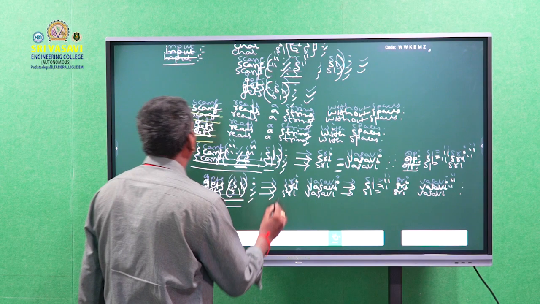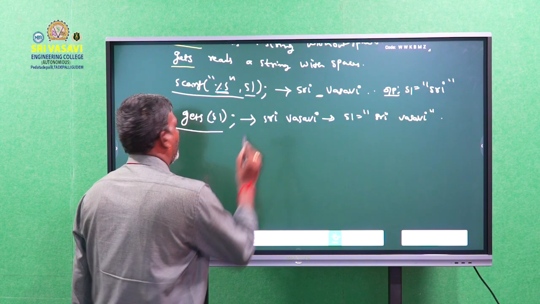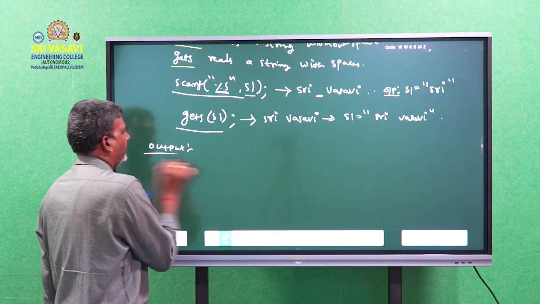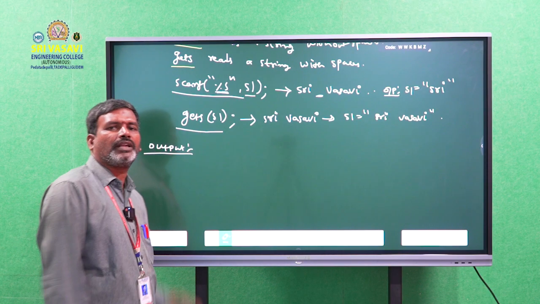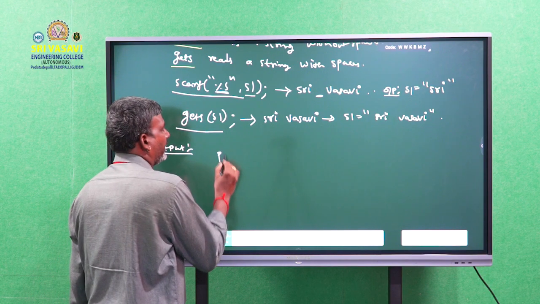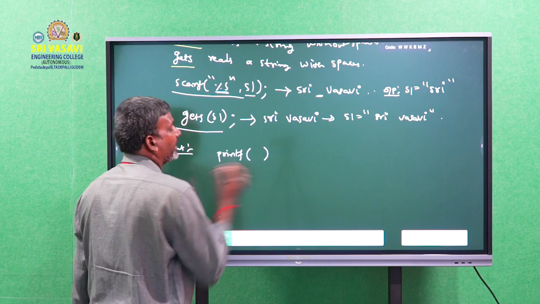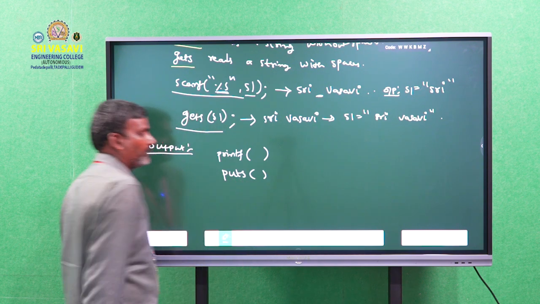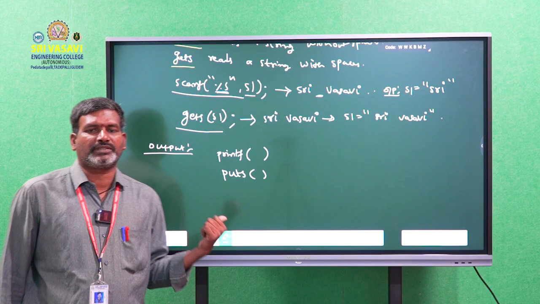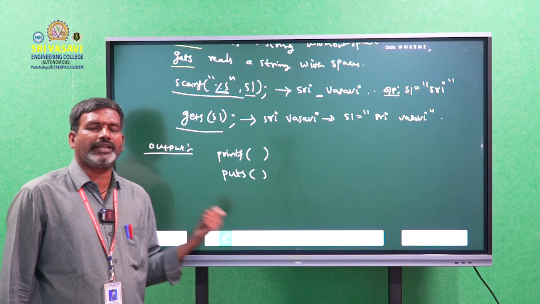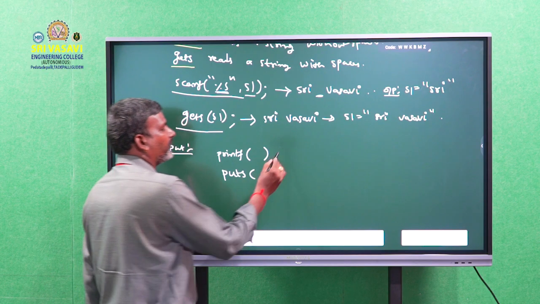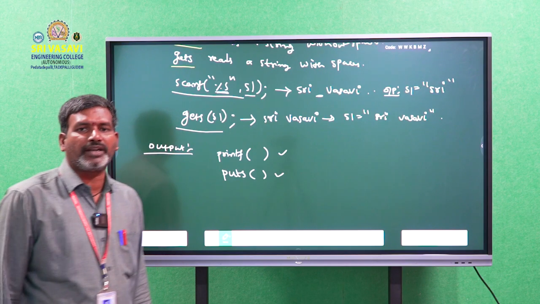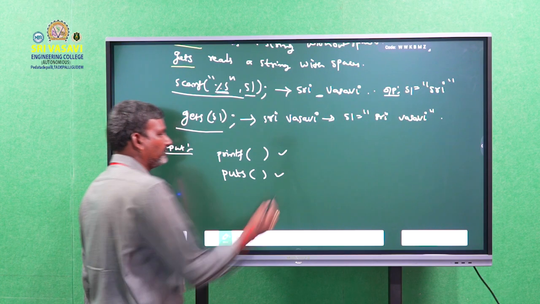And then output statements. Here also there are two types of output statements: printf, which is the standard one, and the second one, puts. Printf and puts both are output statements for strings. Also, printf is a formatted output statement and puts is an unformatted output statement.